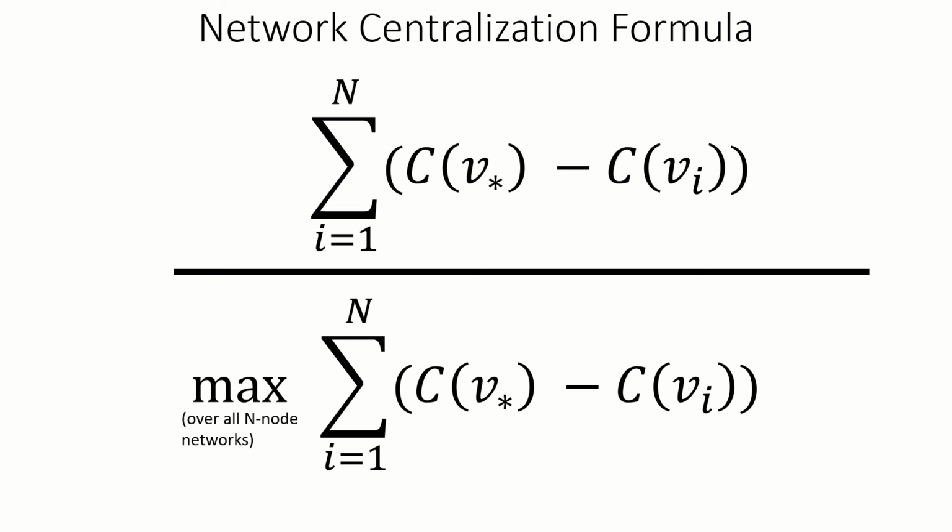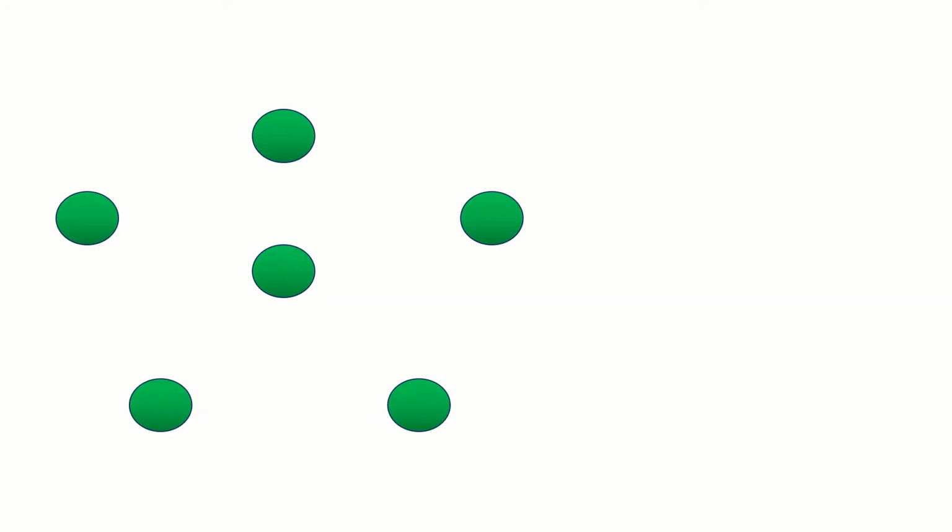The numerator is the actual value of the sum of differences in a given network with n nodes. And the denominator is the maximum value of that sum of differences for any network with n nodes. Suppose we have 6 nodes and we're using the degree centrality measure for individual nodes, meaning that later on we'll be using the degree centralization measure for the entire network. What is the maximum possible sum of differences in centrality for any node in a network of 6 nodes?